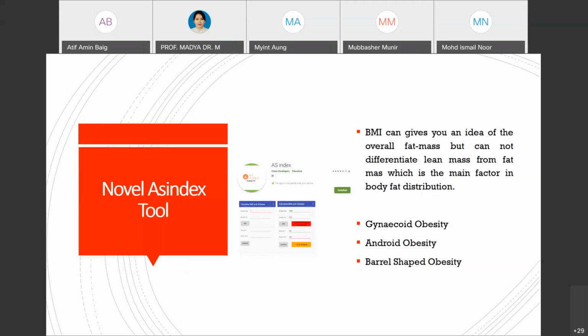You remember the first slide I showed you, the types of obesity. So we said it's gynoid. Sorry, the spellings are wrong here. It's gynoid, android obesity, or barrel shape obesity. Gynoid is pear shape, android is apple shape, and barrel shape is a barrel shape.